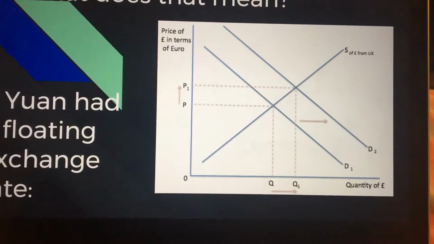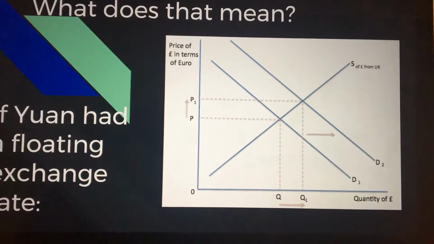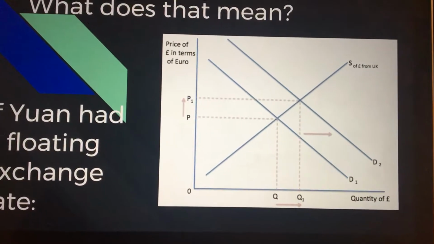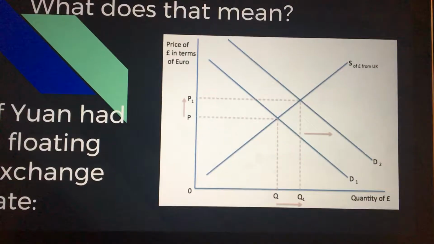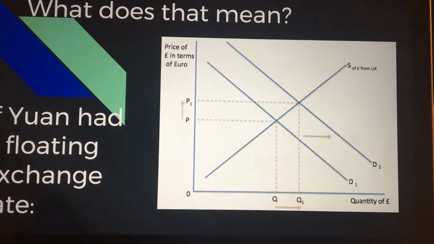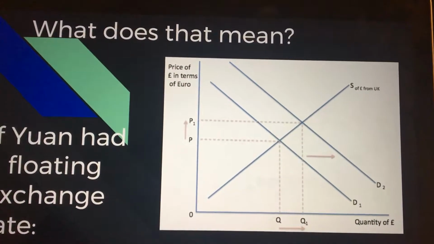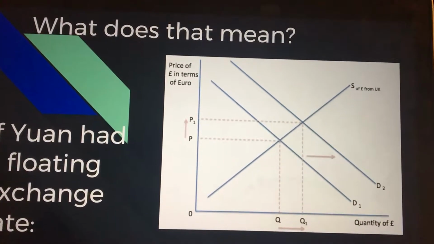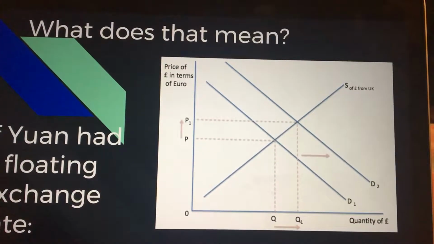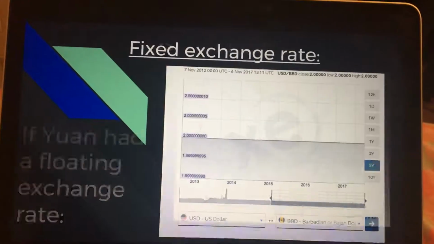The supply curve is the supply of pounds from the UK. The demand curve is what's changing here. D1 shifts to the right and makes D2. This means that the price of pounds in terms of euro is increasing, and the quantity of pounds available is also increasing. That means that the pound is depreciating, while the euro is appreciating because they're floating, not fixed.